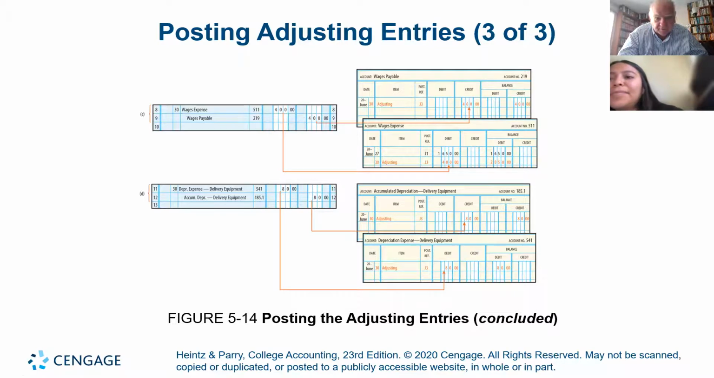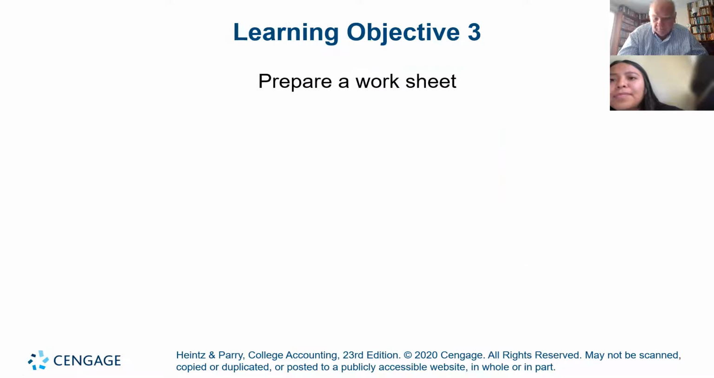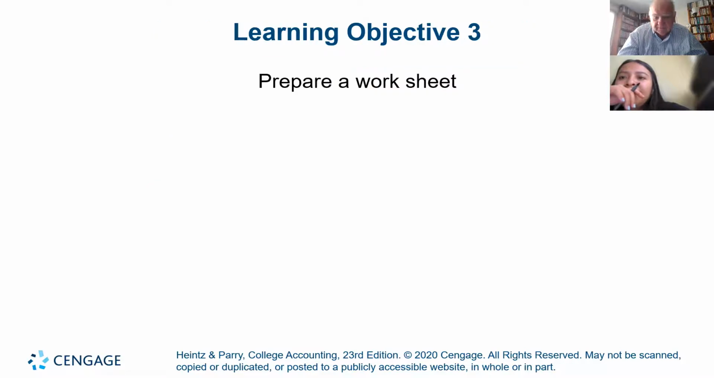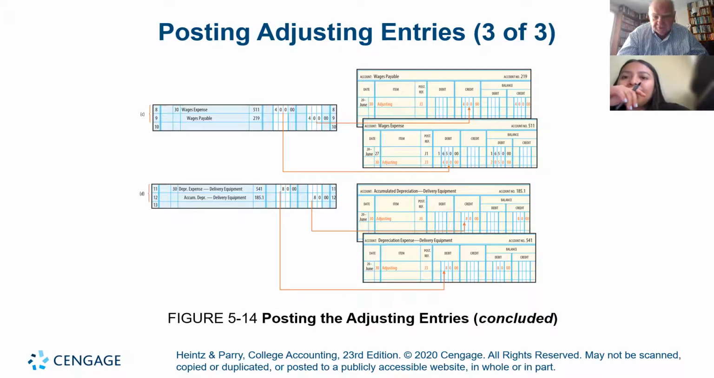That's the one you wanted to talk about in the first place. Depreciation expense. The difference between the original cost and the accumulated depreciation is net book value. So now we're done with all our journal entries.